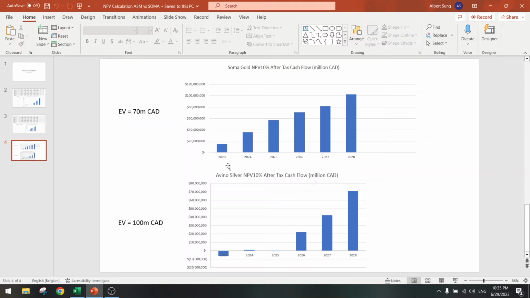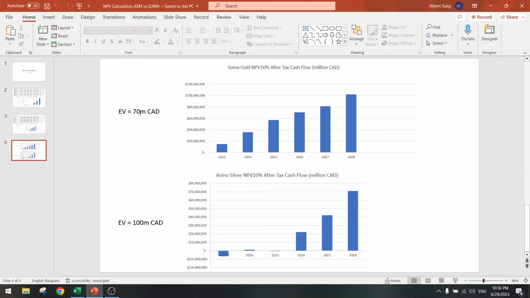So in this case, I would start with Soma Gold, hold it for 2 years, maybe 3 years, and then switch it to Avino Silver. Because then this one will start to rise. So that's how we play it.